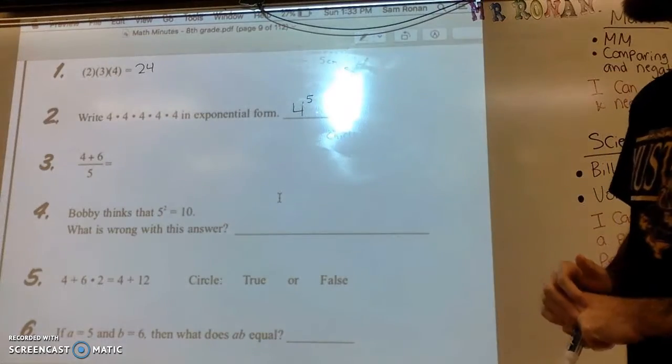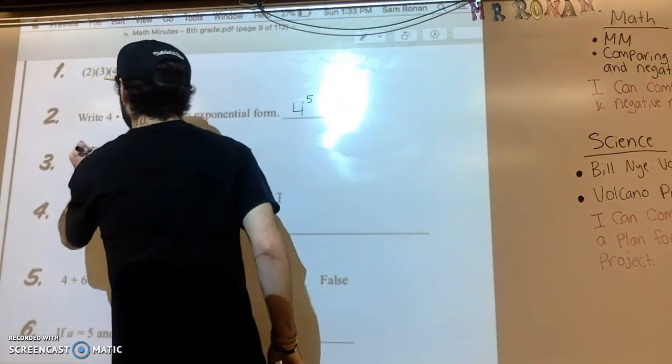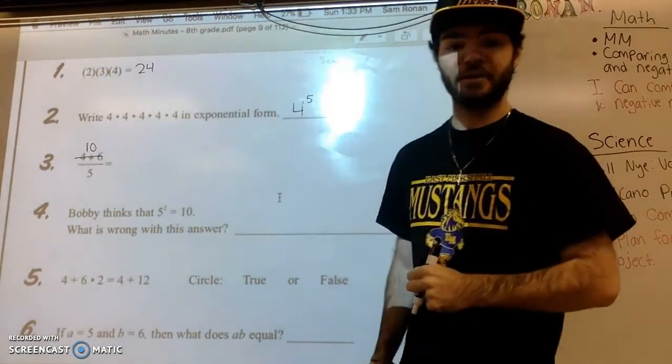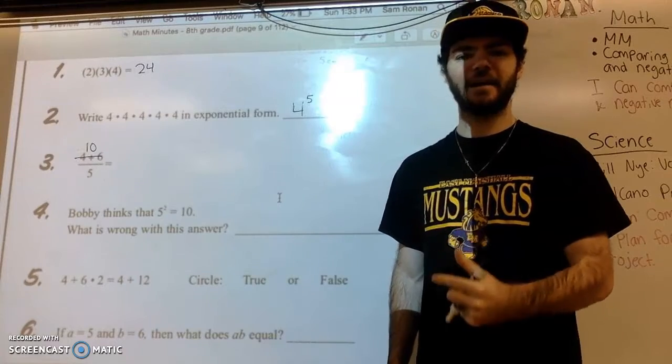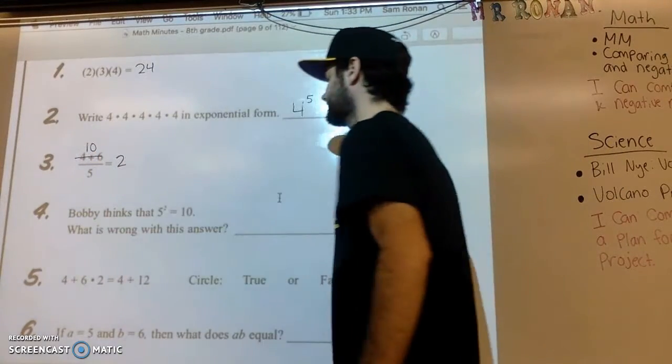Number 3, we have 4 plus 6 over 5. So I know that 4 plus 6 is 10. And we're just left with 10 over 5. You know we can read fractions as division problems. So 10 over 5, that's the same as 10 divided by 5. 10 divided by 5 is going to be 2.